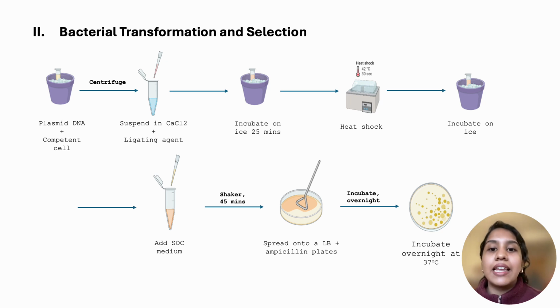calcium chloride and ligating enzymes, and then we're going to incubate it for 25 minutes, heat shock it, and then incubate it again for some time, and then we're going to add SOC medium, and then we're going to use a shaker to mix it, and we're going to spread it onto the LB ampicillin plates, and then we're going to incubate it overnight. After the overnight incubation, we're going to see growth on the plate.